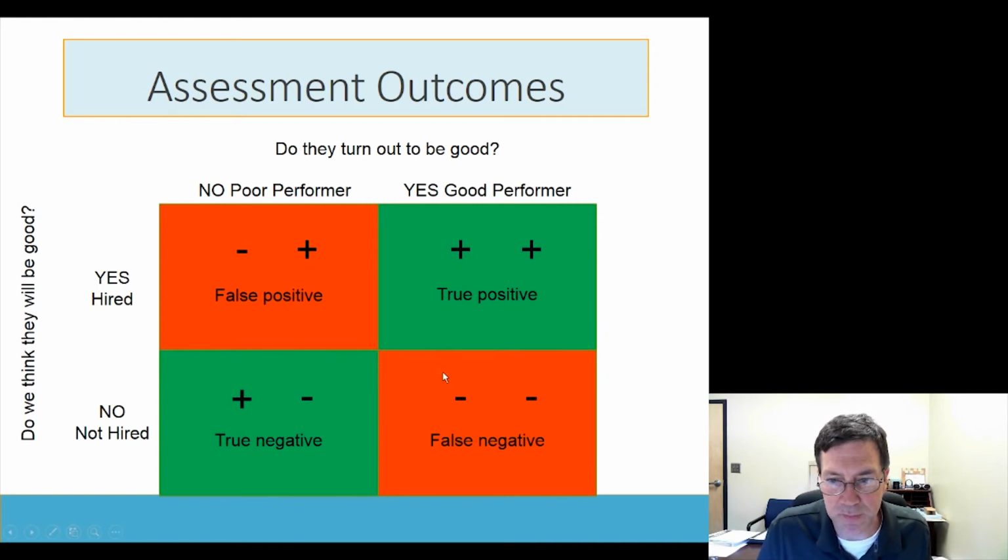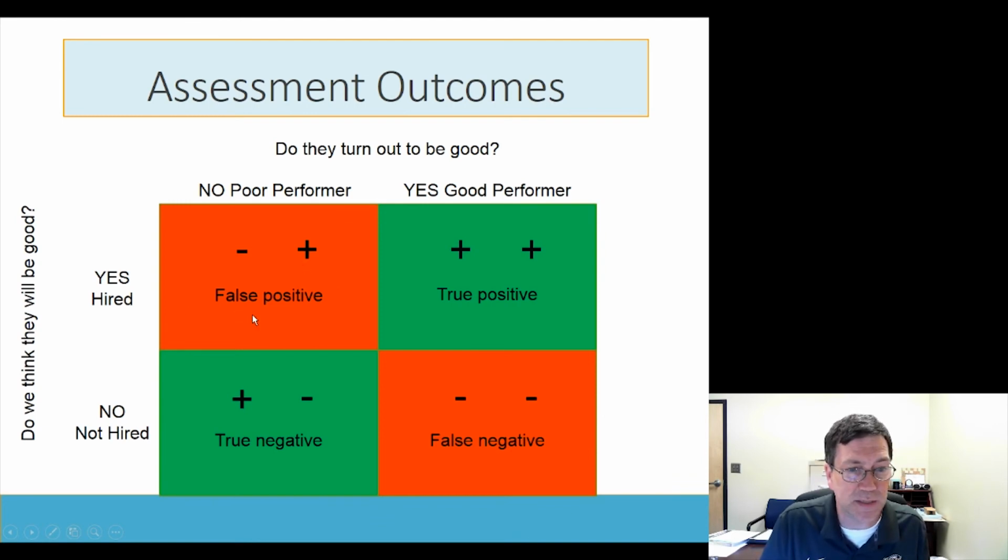We either think they're going to be good or bad, and we turn out to either be right or wrong. We think they're going to be bad, and we were right. They were bad. We think they're going to be good, we were right. They were good. We think they were going to be bad, but we were wrong. They didn't turn out to be bad. They turned out to be good. Or we think they're going to be good, and we were wrong. They turned out to be bad.